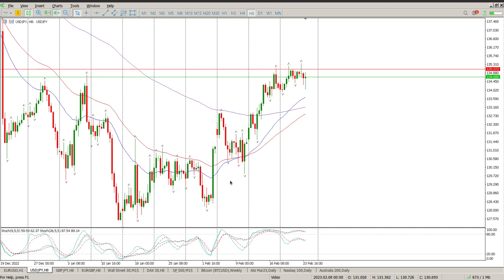Moving on to US dollar Japanese yen, same kind of scenario. We're rejecting this area up here at 135.072. Look at my oscillators. Both of them have crossed over now, they just haven't dropped below the 80 yet. But then we've got buyers coming in at the bottom here, and we've also got a cross over the moving average, which is bullish. So bearish oscillators, bullish here.